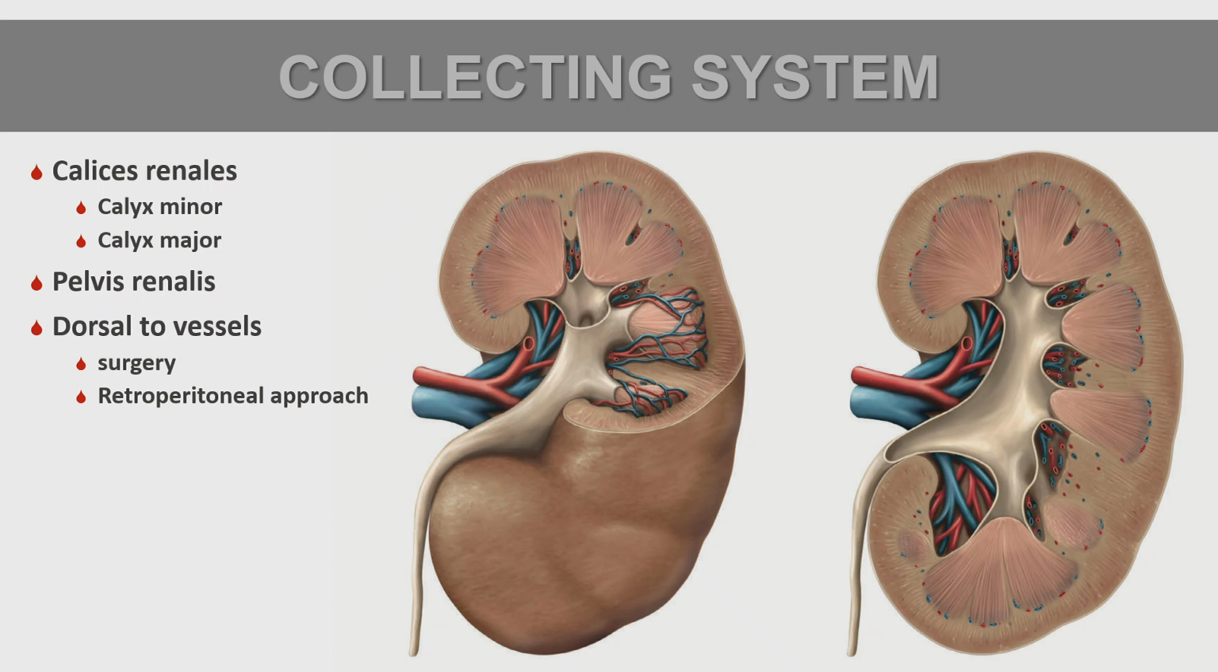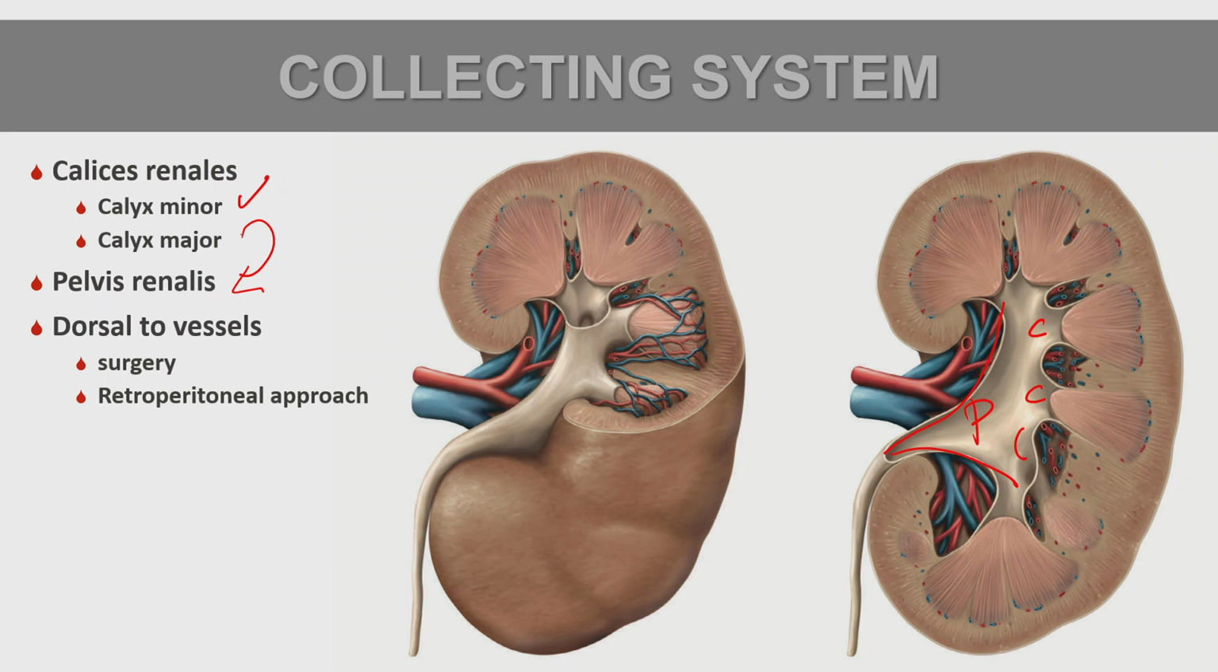Collecting system. The collecting system collects urine which is leaving the kidney parenchyma. The first line is the calyx. Calyces renalis, renal calyces, smaller and larger. Smaller ones are connected to one larger, and then they form a renal pelvis. This is a pelvis, and here you have calyces.